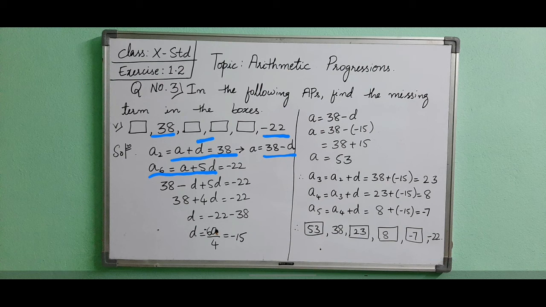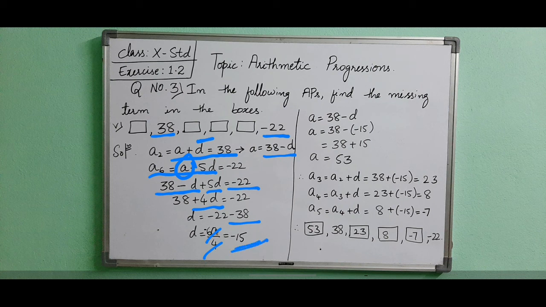Now in place of a we can write 38 minus d plus 5d is equal to minus 22. Now minus d plus 5d will become 4d. 38 is positive. When we shift it, it will become negative. Both are negative, so they can be added. It will become 60. 60 divided by 4. 4 1s are 4, 4 5s are 20, so 4 15s are 60. So your answer for d is minus 15.